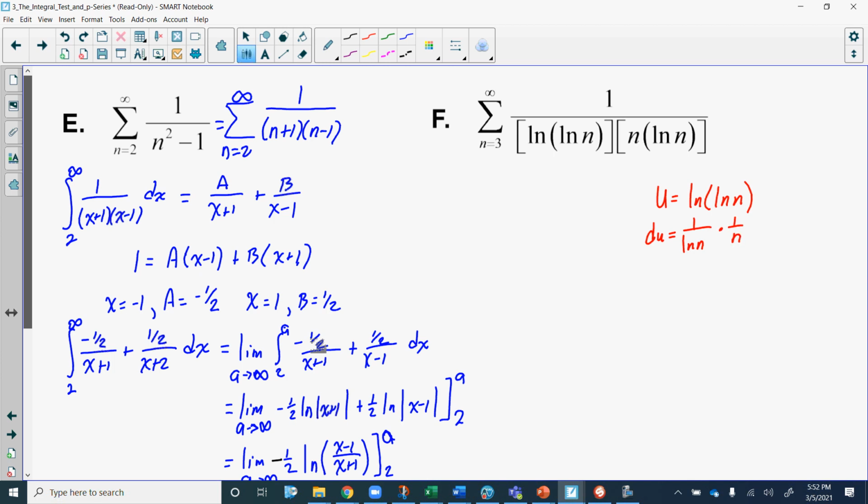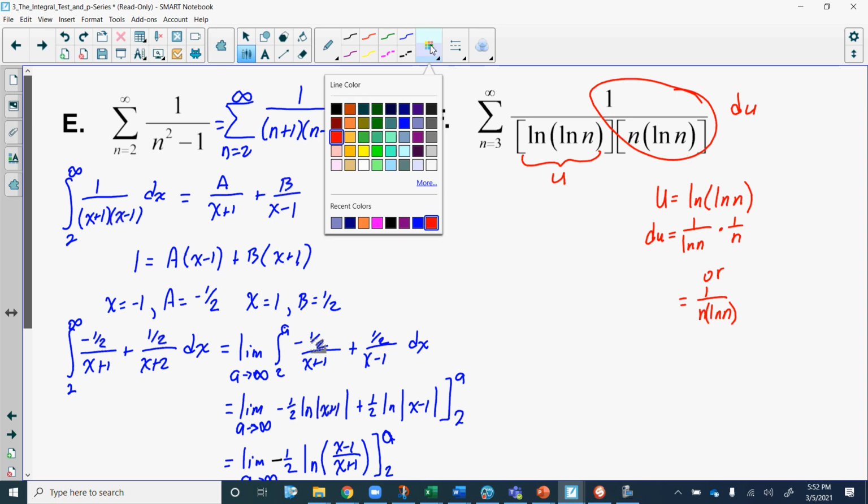Or, more clearly, that is going to be 1 over n times the natural log of n, which matches what we have here. So this is going to be our du. This right here is u. So now we can look at it in terms of doing u substitution.